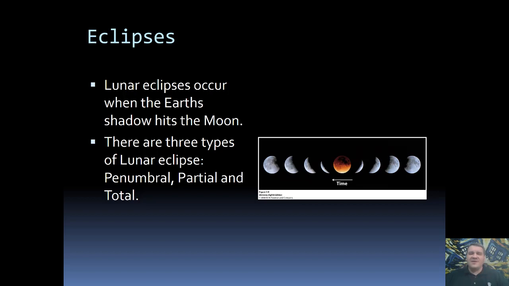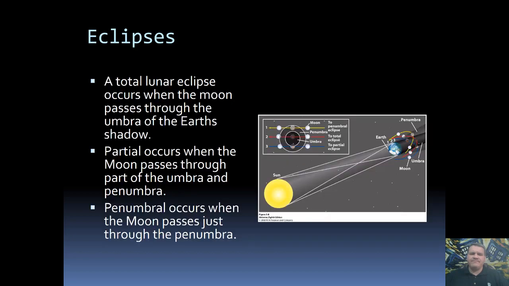Now there are three types of lunar eclipses: penumbral, partial, and total. To understand the difference between them, we have to understand a little bit about shadows. When looking at a shadow, there's actually two different parts of a shadow. There is the umbra, which is the very darkest part of the shadow. If you're standing in the umbra of a shadow, then the light source, whatever is creating the light, is completely blocked from your view. This is the umbra. It's the deepest, darkest part of the shadow.